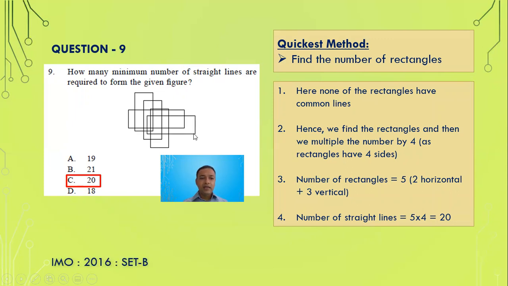So how many rectangles? There are 2 rectangles placed horizontally, 1 and 2, and 3 rectangles that are vertical, 1, 2, and 3, isn't it? So how many rectangles? 5 rectangles. And the total number of sides is 5 into 4, because each rectangle has 4 sides. So the number of lines will be 5 times 4, which is 20. So 20 straight lines are required to form this figure.